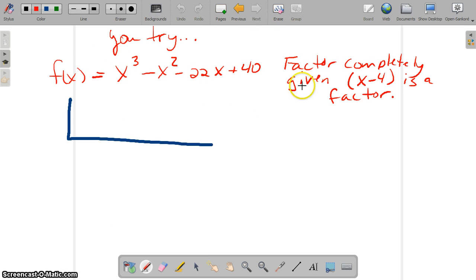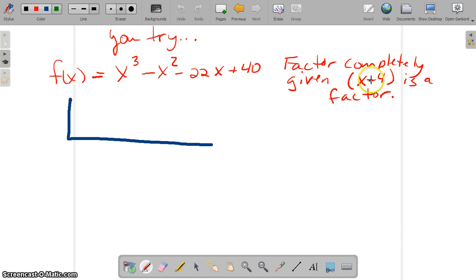You are going to try this now. This one you're going to try and see how you do. You're going to factor x cubed minus x squared minus 22x plus 40. And I'm telling you right now that x minus 4 is a factor. You're going to use synthetic division to figure out if that actually is true. See if you get 0 for a remainder. And then you continue to watch the video and let me know if you got this correct. Okay.